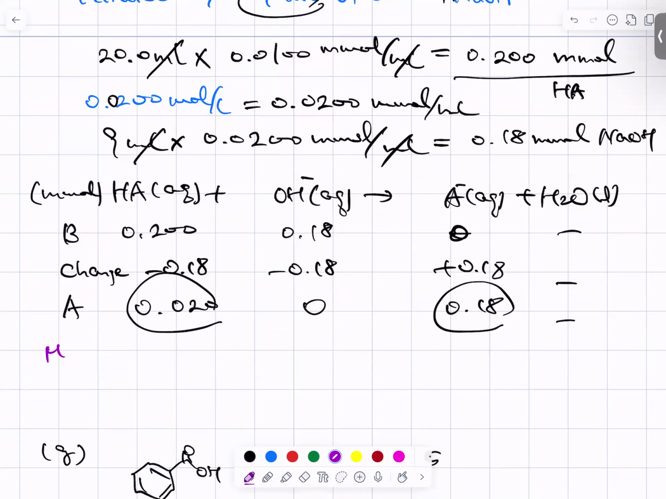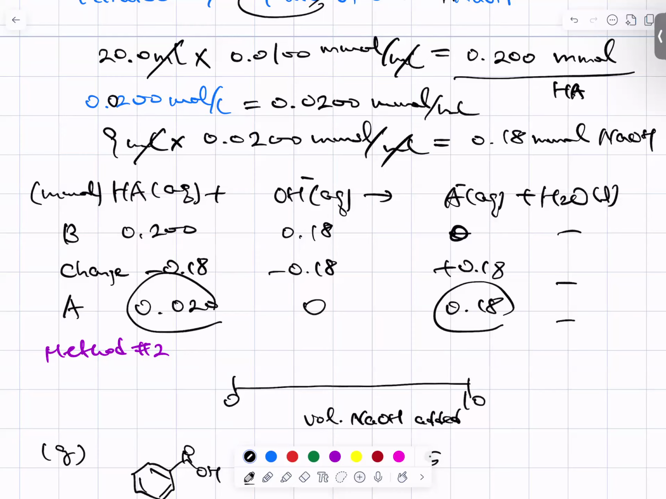Method 2. Method 2 is simply figuring out the volume. So here, this is amount of sodium hydroxide from 0 to 10. So this is the volume of sodium hydroxide added.